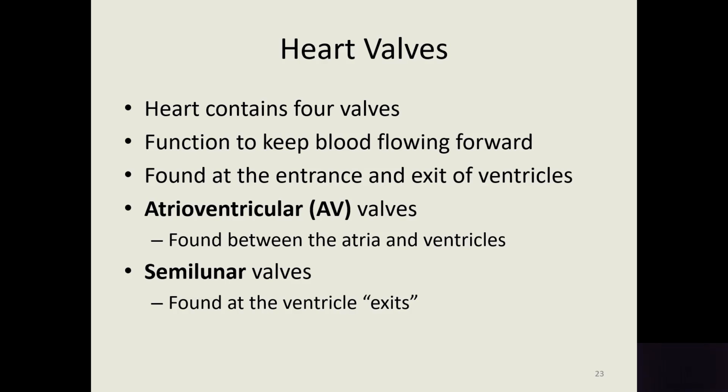Okay, so we looked at that picture with all those arrows and the blood going through the heart. We need all that blood to keep going in the same direction in order for it to pump blood efficiently. So in order to keep the blood going in the same direction, we have heart valves. And the function of the valves is to keep all that blood moving forward. And the valves are found at the entrance and exits of the ventricles. So we have two sets of valves.